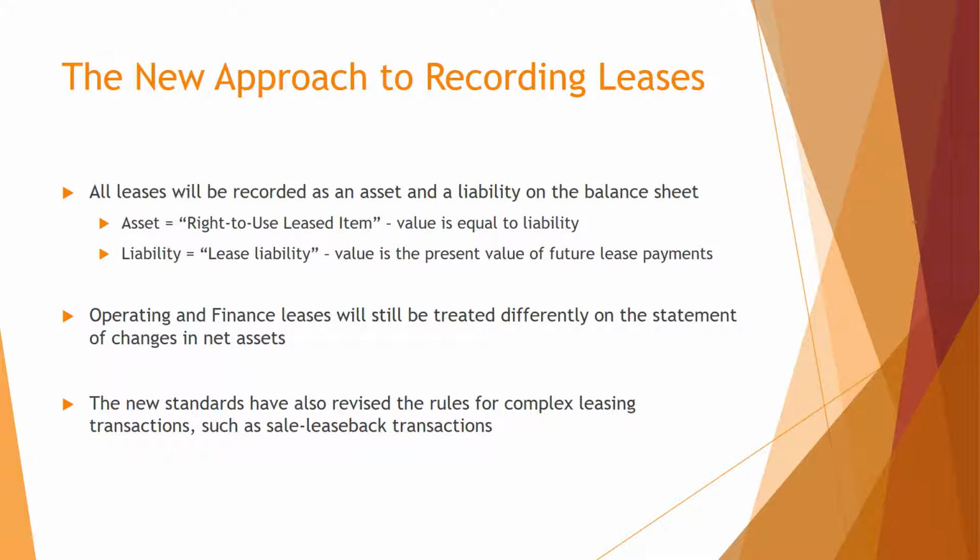So under the new rules, all leases are going to be recorded as an asset and a liability on the balance sheet, regardless of whether they're an operating or a finance lease. The asset will be called right to use leased item, which will be an amount that's equal to the present value of the future lease payments, the lease liability, and it'll be an intangible asset which will show up on your balance sheet. As I said, the liability will be your lease liability, present value of future lease payments.